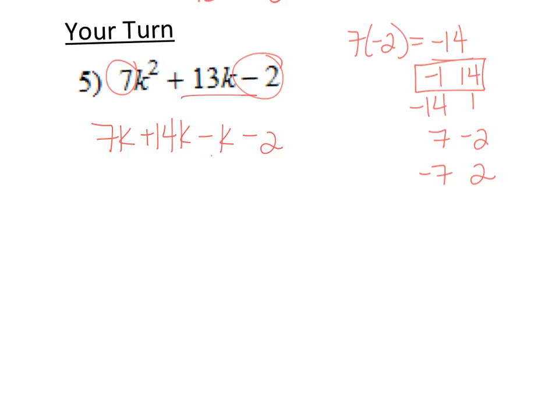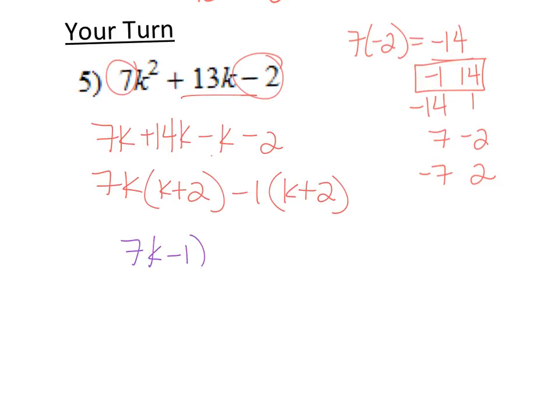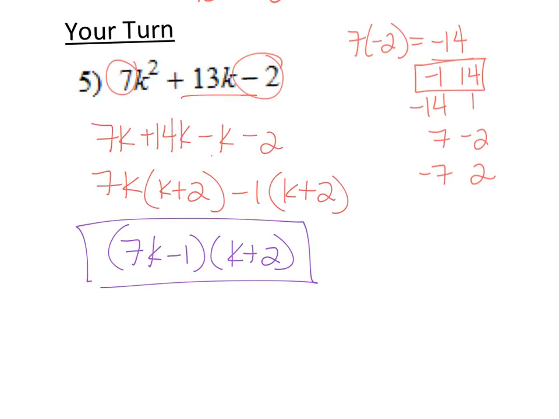All right, so for 7k plus 14k, the most I can get out of this is 7k. It becomes k plus 2. Then for the negative k and negative 2, I actually have a negative 1 that I factor out, and that becomes k plus 2. All right, that was step 5, and now I just need to rewrite that. So I have 7k minus 1, and then k plus 2. And this is my answer. This is my factoring when a is greater than 1.